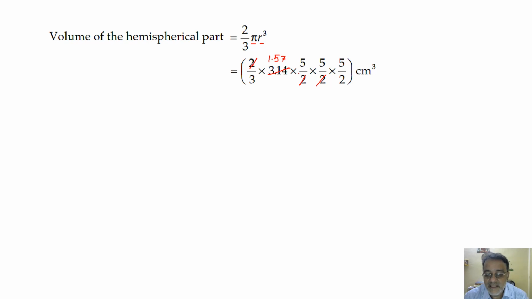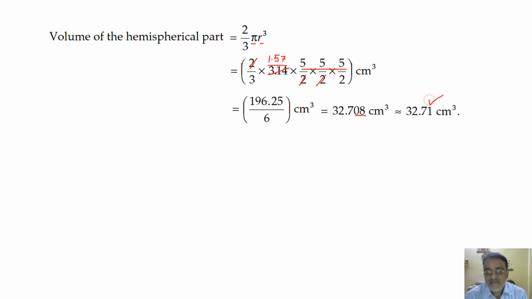Right, and if you multiply 1.57 with 125, we'll get the same volume, that is 196.25 divided by 3 into 2, that is 6. ठीक है, तो इसको 6 से जब डिवाइड करोगे तो 32.708 आ रहा है, राउंड अप करेंगे तो 32.71.